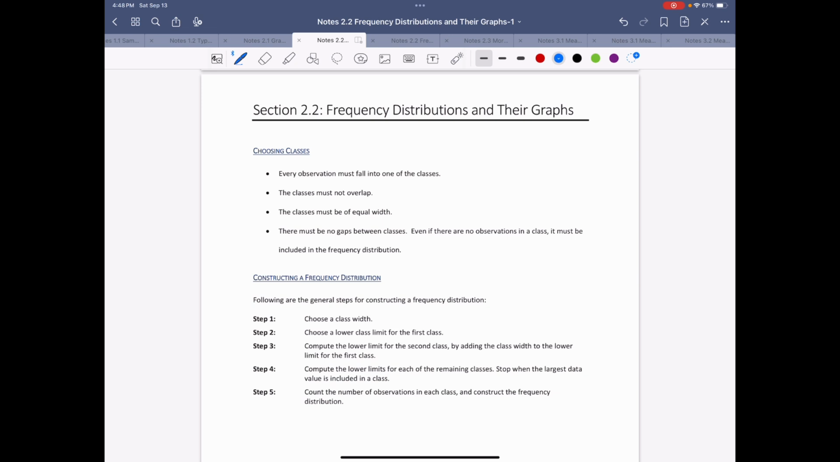Now, when you choose classes, every observation has to fall into a class. Nothing can be left out. The classes can't overlap. Like if it was the digit 4, you have to know where 4 goes. 4 can't go in 2 places. The classes must be of equal width, and there must be no gaps between classes. Even if there's no observations in a class, it must be included in the frequency distribution.